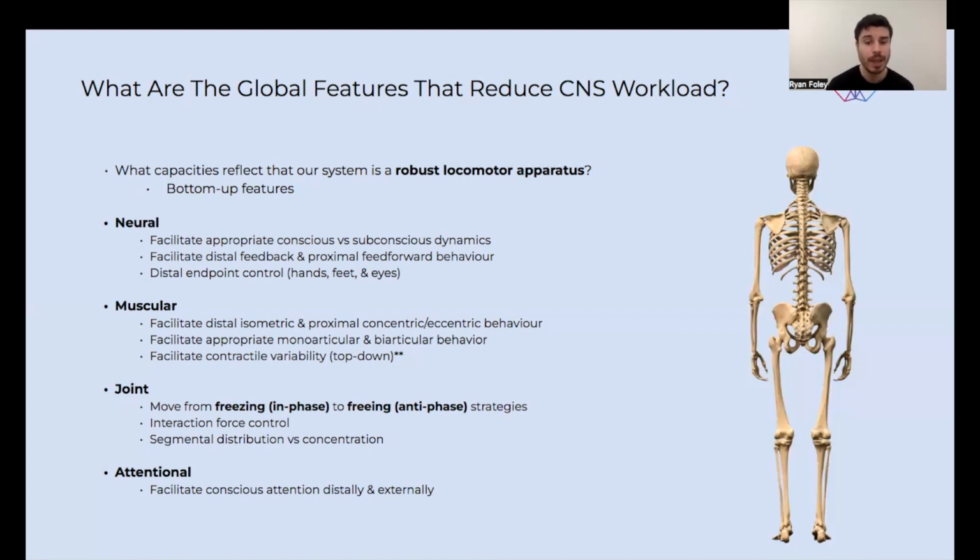And then lastly here, we're looking at the attention layer. Where is your focus of attention during movements? For us, this is a feature that is very much overlooked in movement rehab, we feel. Ultimately, we want to move our attention distally and then eventually into the external environments where the forces are coming from, not necessarily internally and proximally, which often highlights these protective behaviors that we see in people with persistent pain and persistent movement limitations.